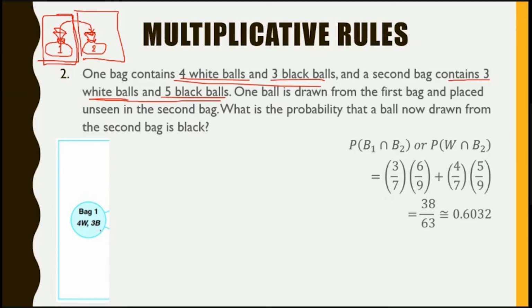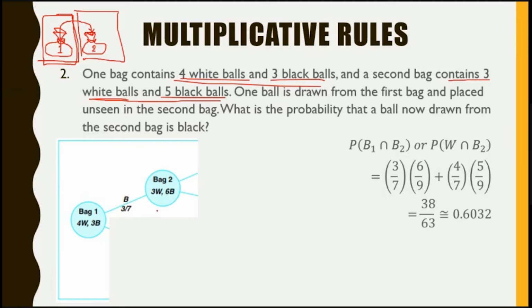Now, what would happen to the second bag? So what if you get a black ball? Getting a black ball in the first bag has the probability of 3/7 since we have 7 balls, right? Then what would happen to bag 2? Bag 2 will now have 6 black balls and 3 white balls. That is if the ball that we got from the first bag is black.